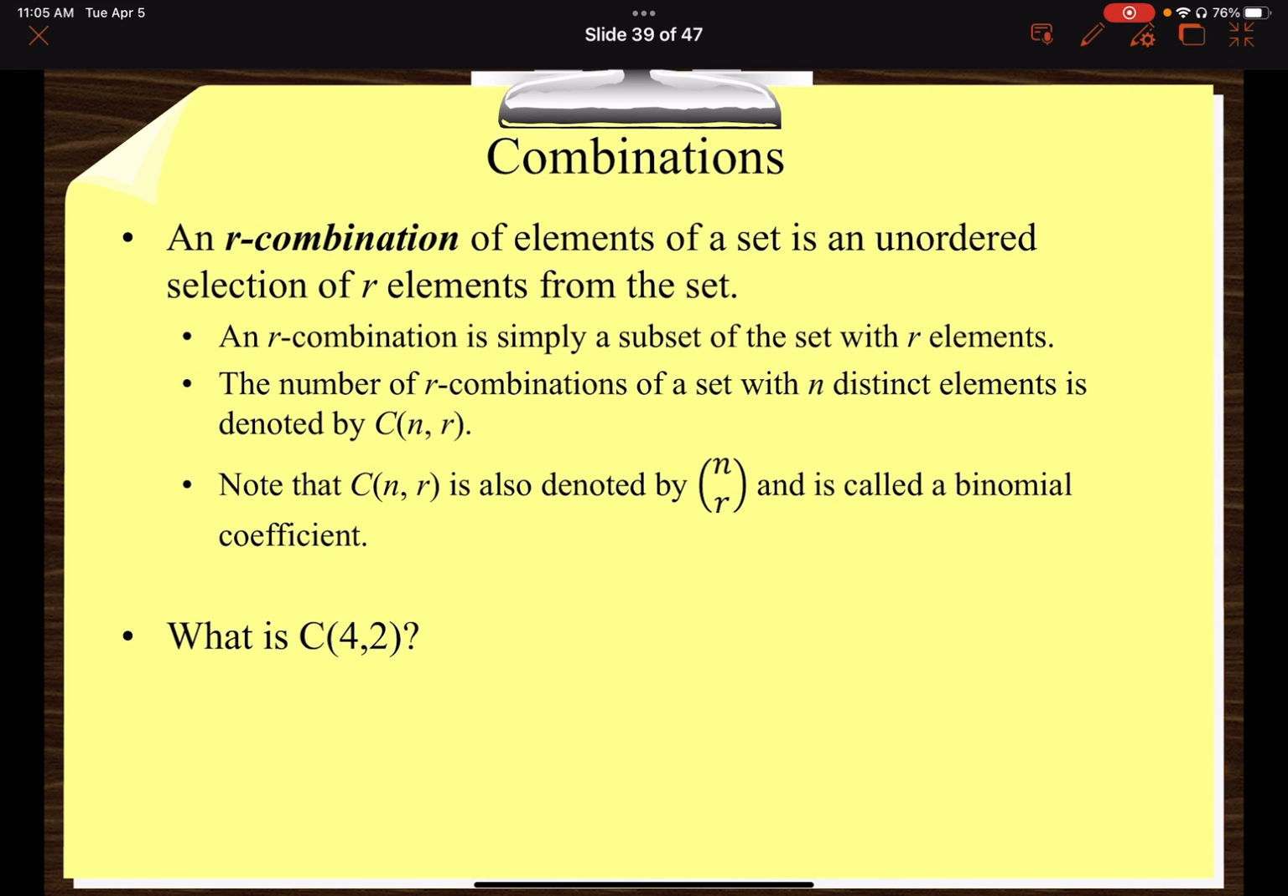Okay, let me do it the other way around. P(4, 2), what's the difference between P(4, 2) and C(4, 2)? In C(4, 2), the order doesn't matter. The order of the two elements in C(4, 2) does not matter, right? And in P(4, 2) it matters, right? Okay, so what do you think? What is C(4, 2) if you want to think about it in terms of P(4, 2)?